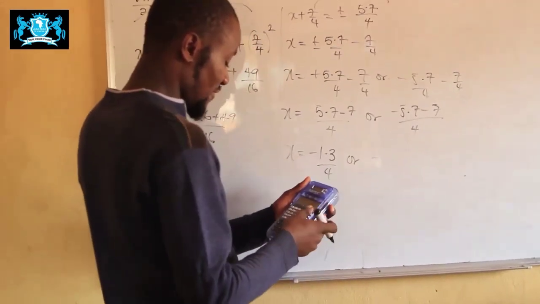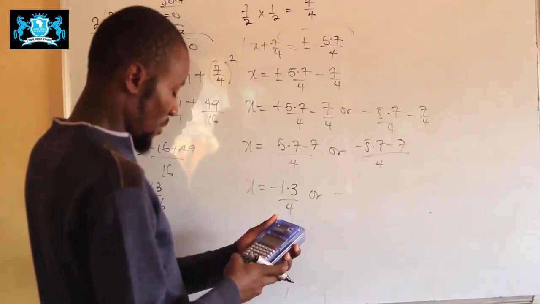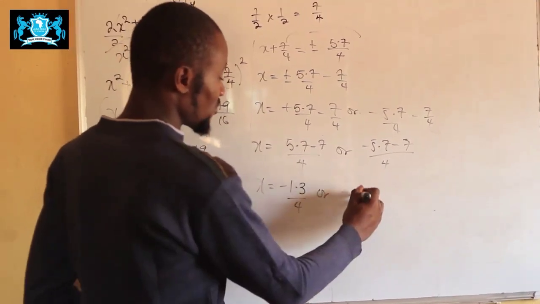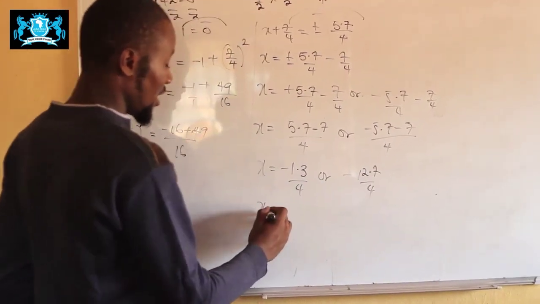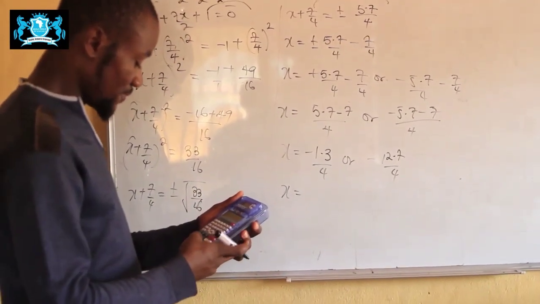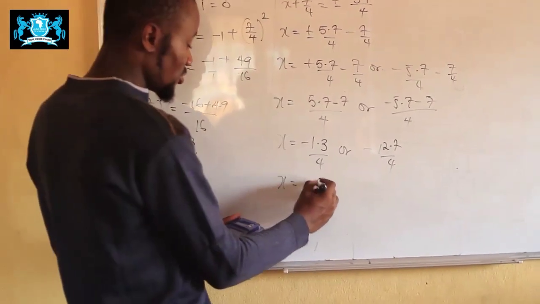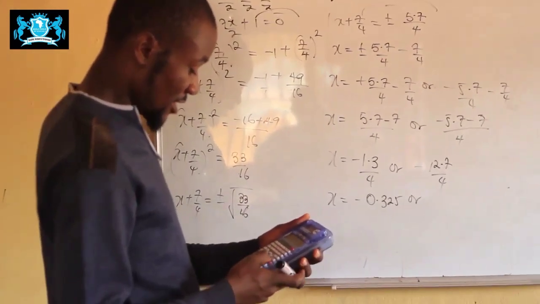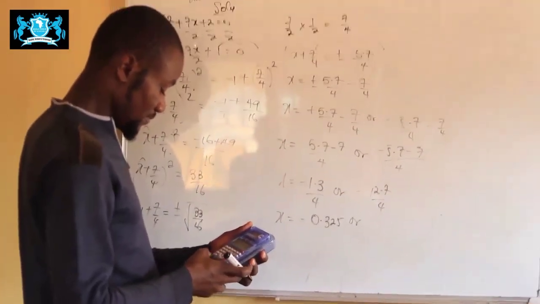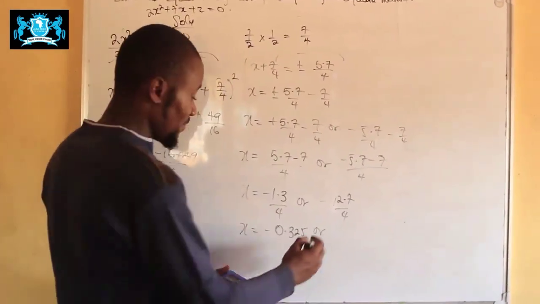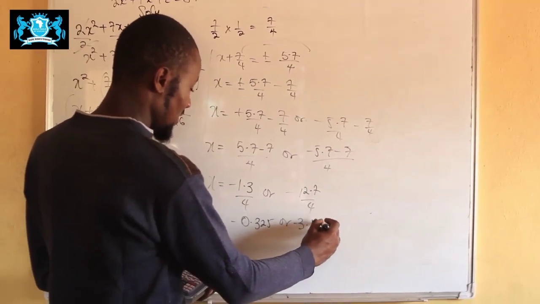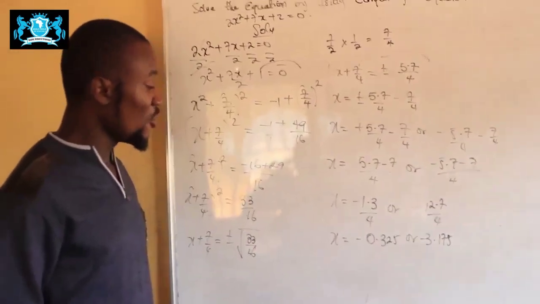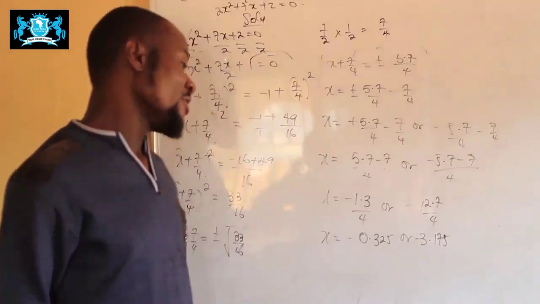minus, that's 12.7, I think. 5.7 plus 7, you have 12.7 over 4. And x is equals to, when you divide 1.3 by 4, you have minus 0.325, or 12.7 divided by 4, you have minus 3.175. So these are the answers. x is equals to minus 0.325 or minus 3.175, and that's the answer.